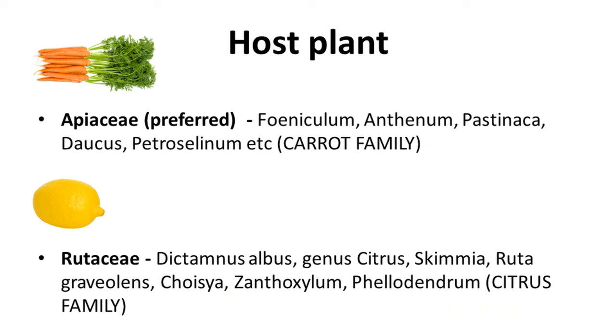The host plants of the Old World Swallowtail fall in two categories. The first category are plants from the carrot, celery or parsley family. This family of plants is named the Apiaceae, formerly known as the Umbelliferae.